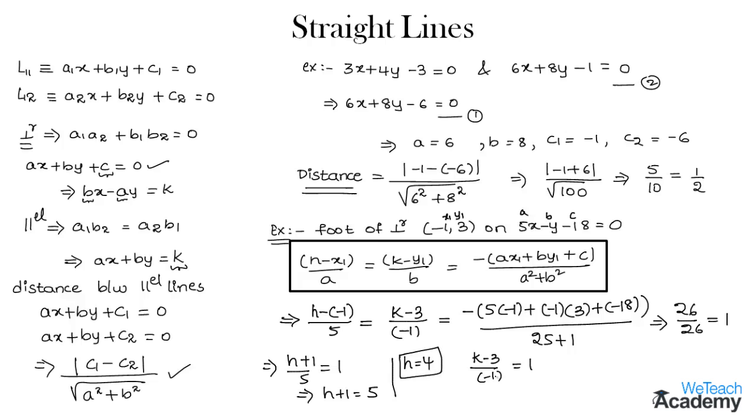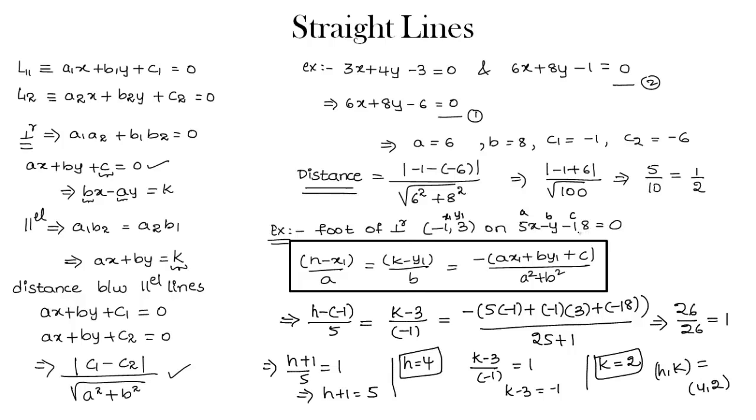And then coming to the k term, so here k minus 3 will be equal to minus 1, then transferring 3 to the other side, we get k equal to minus 1 plus 3, which is 2. So this is the value of k. So therefore h comma k will be equal to 4 comma 2, that is nothing but the foot of the perpendicular from the given point P on the straight line.